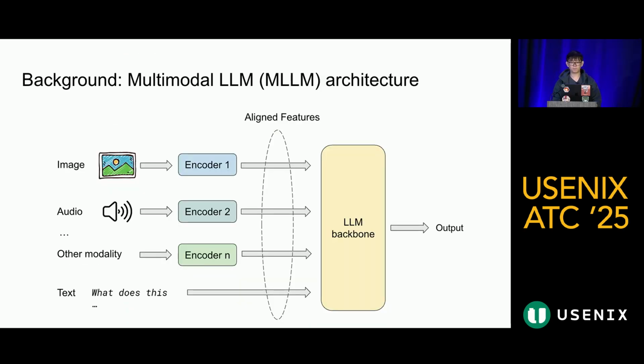Let's take a look at the multimodal large language model architecture. It is usually composed of two parts. The first part is multiple encoders, and the majority part will be a large language model backbone. Because the multimodal large language model needs to process data of different modalities, usually they will have an encoder for each type of data. For example, for the image, there will be an image encoder, while for the audio, there will be a dedicated audio encoder. After each encoder processes the input data, it will align the features in the same feature space, while the large language model will go forward to compute the final output.